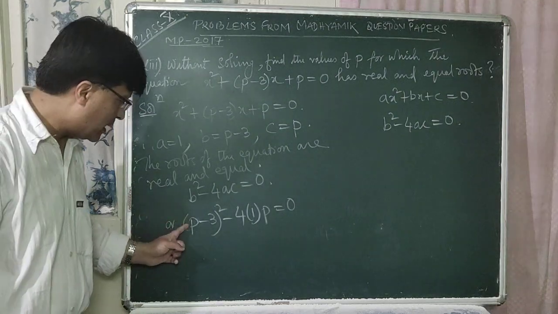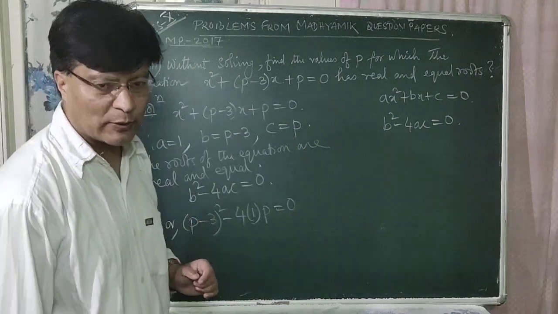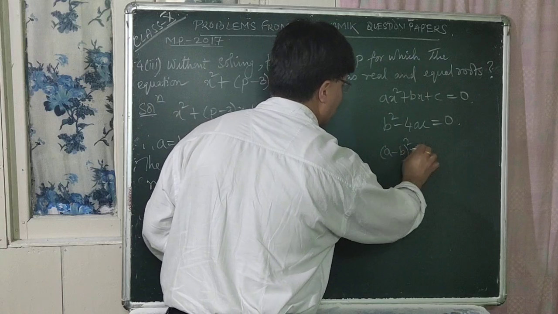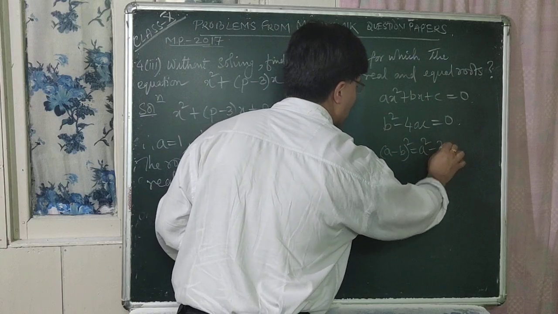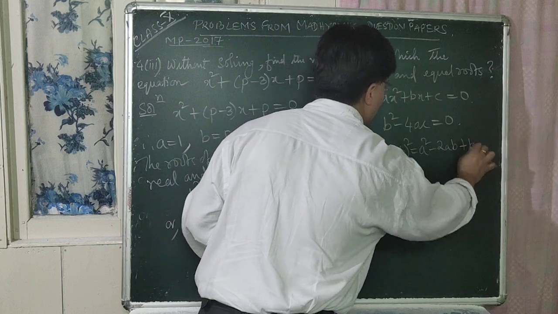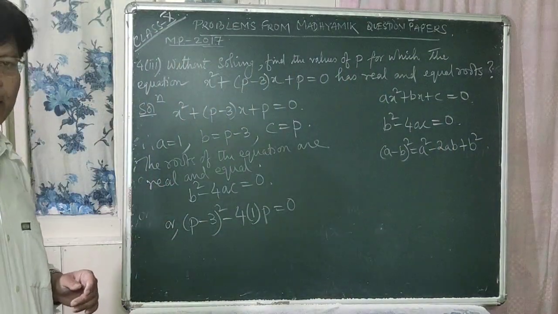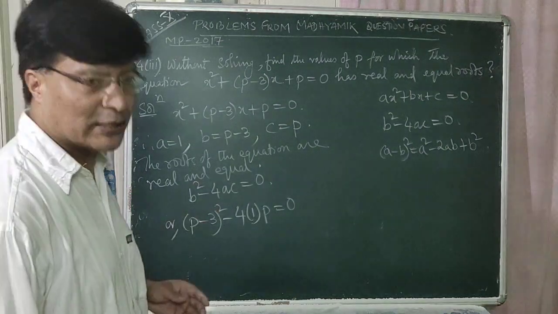Now you know this formula, (a minus b) whole square. What is the formula for (a minus b) whole square, which is equal to a square minus 2ab plus b square? This is the formula. (a minus b) whole square is equal to a square minus 2ab plus b square. Okay?